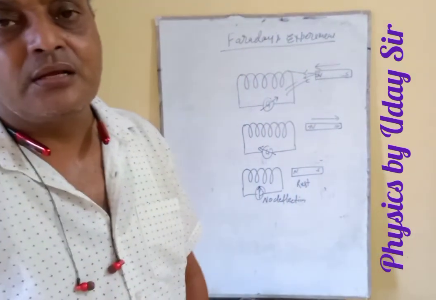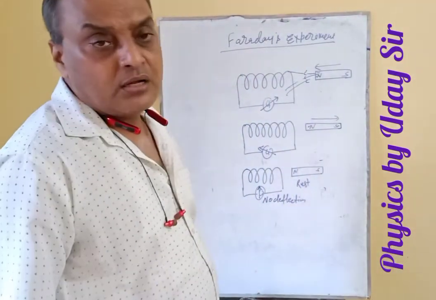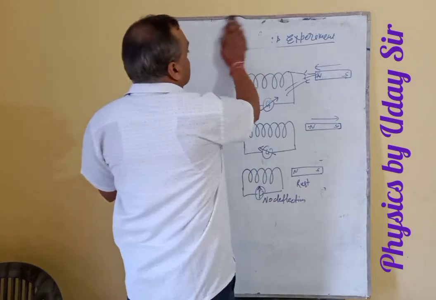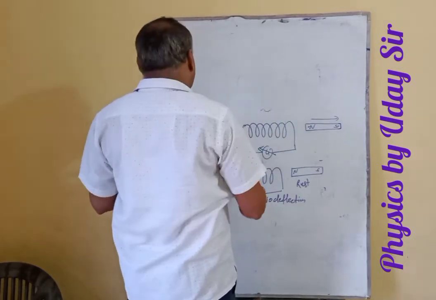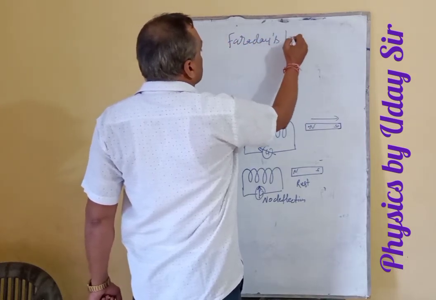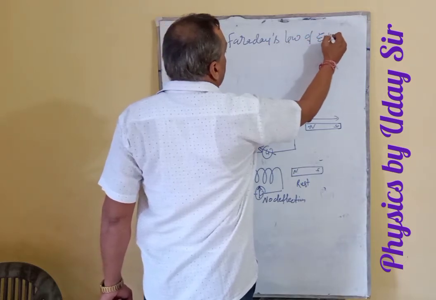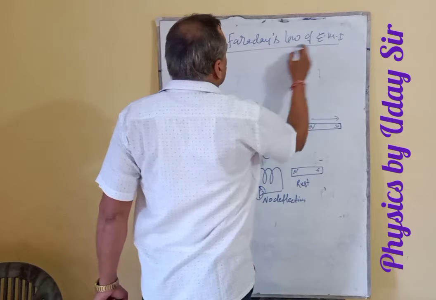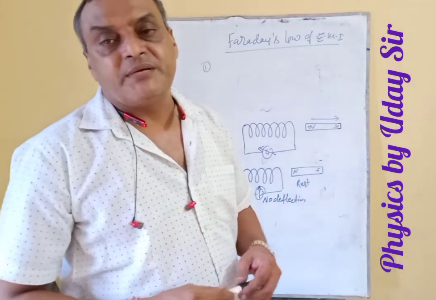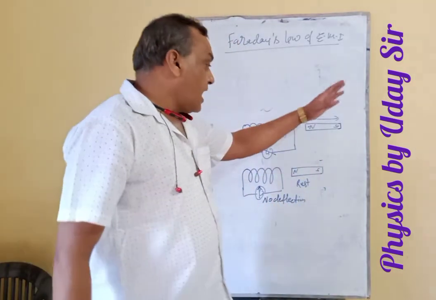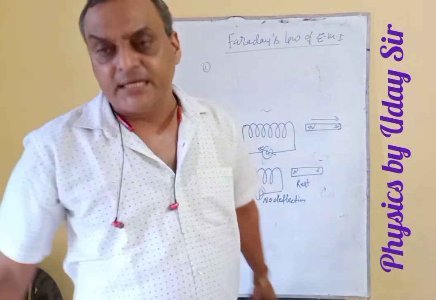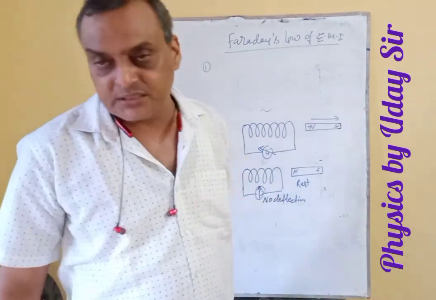On the basis of this experiment activity, Faraday gave a law that is called Faraday's law of EMI, electromagnetic induction. First law: on the basis of the conclusion from the experiment, either the magnet is moved towards the coil or away from the coil, in both cases current is induced in the coil.